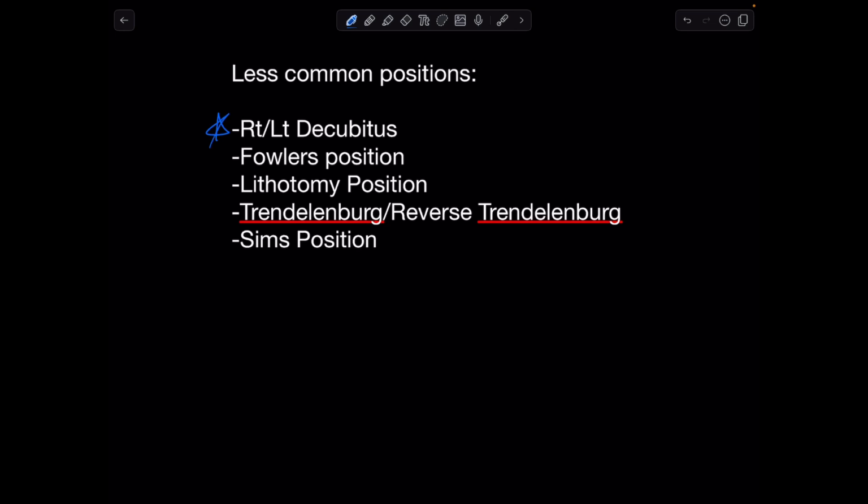So decubitus just means laying on their side. So right lateral decubitus is the patient laying on their right side, and the left lateral decubitus is the patient laying on their left side.